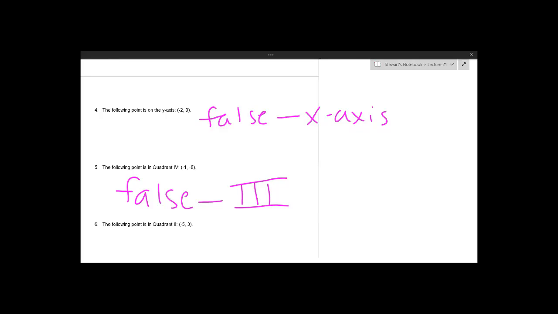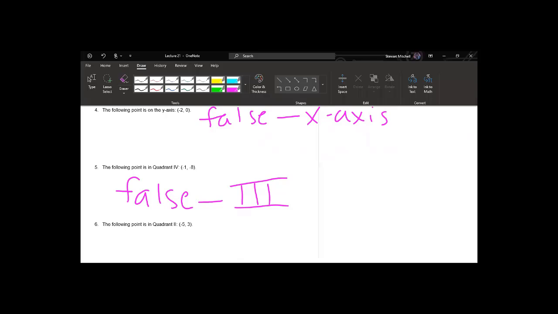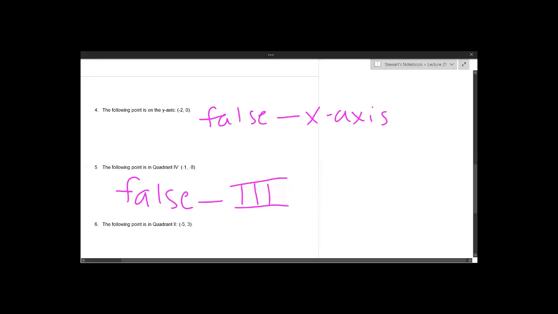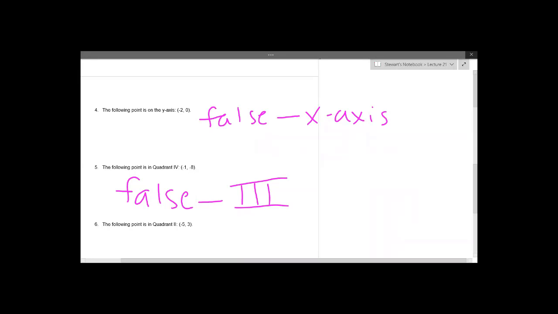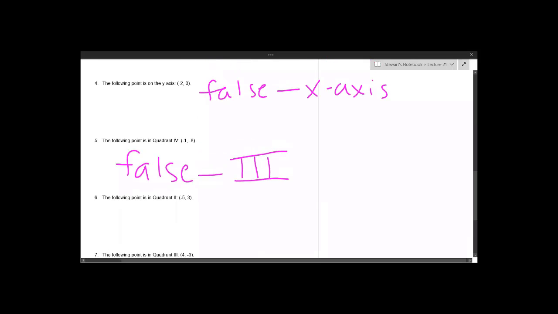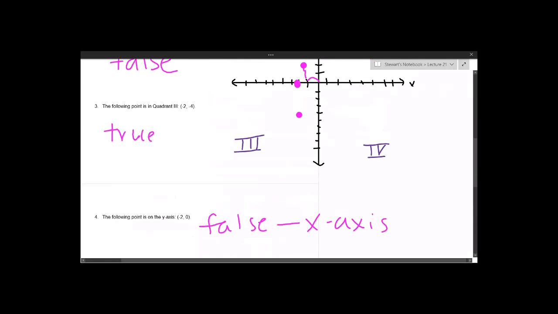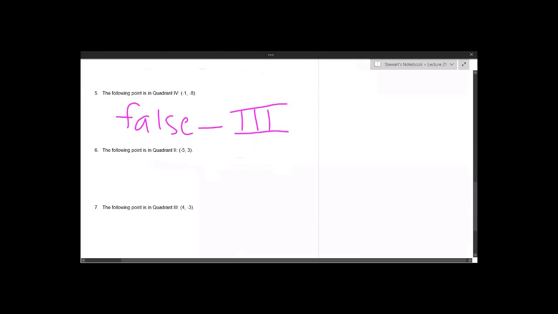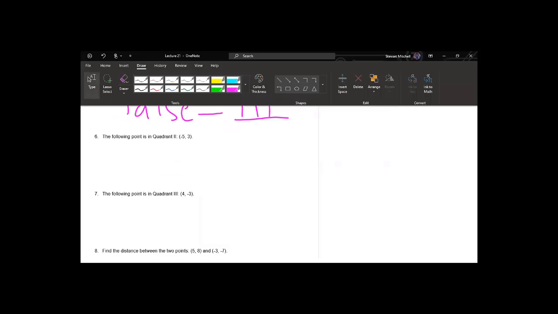And then it says the following point is in quadrant 2, (-5, 3). Well, if we think about it, we're going to the left and then up. So this is true. Because you're going to go to the left 1, 2, 3, 4, 5, and then up 1, 2. So you're going to be in quadrant 2. So this one is true.